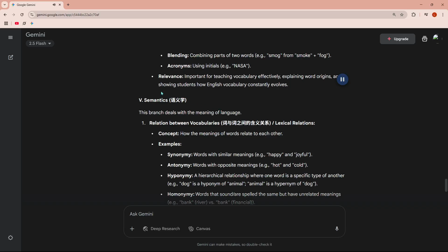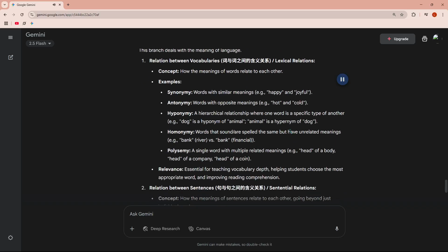Versus semantics (yu yi xue). This branch deals with the meaning of language. 1. Relation between vocabularies (ci yu de han yi guan xi): lexical relations. Concept: how the meanings of words relate to each other. Examples. Synonymy: words with similar meanings, e.g., happy and joyful. Antonymy: words with opposite meanings, e.g., hot and cold.